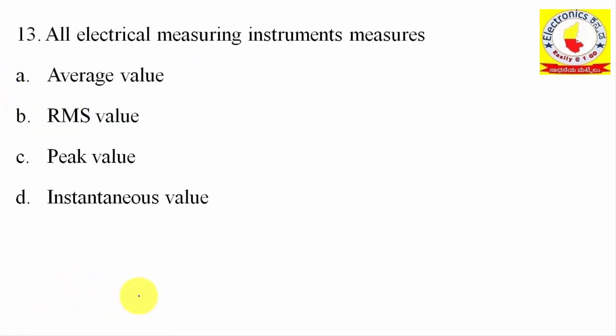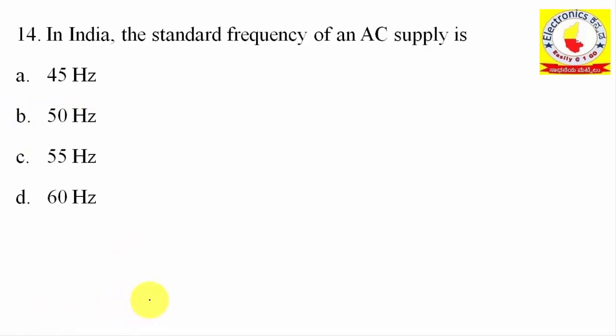13th question, what they asked is: all electrical measuring instruments measure average value, RMS value, peak value, instantaneous value. It is going to measure root mean square value. Option B. In India, the standard frequency of an AC supply is how much? 45 Hz? No. 55 Hz? No. 60 Hz in USA and 50 Hz in India. So option B.